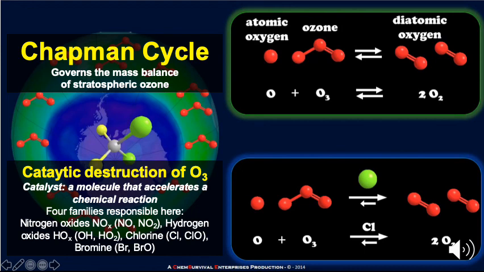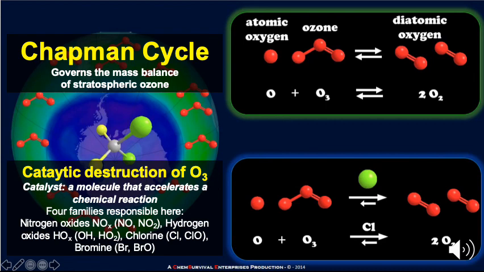So a catalyst, going back to basic chemistry, is a molecule that accelerates a chemical reaction but doesn't actually get used up necessarily. Well, it can be, but it's often not used up during the course of the reaction. It just simply helps to accelerate it.